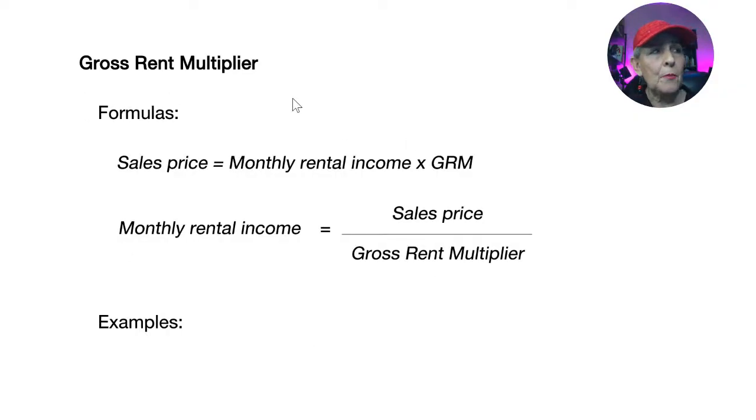So the gross rent multiplier formula: sales price equals monthly rental income times the gross rent multiplier. The gross rent multiplier is a number, a factor to help investors determine whether they're making a good purchase or not. The monthly rental income equals sales price divided by the gross rent multiplier.